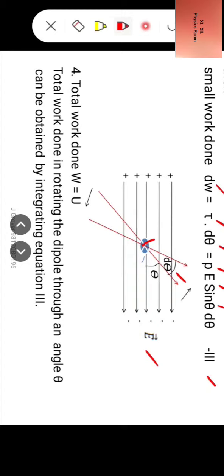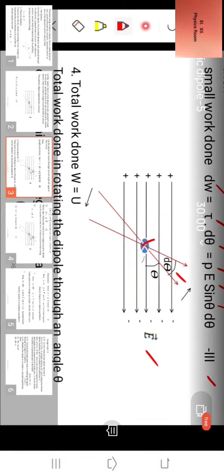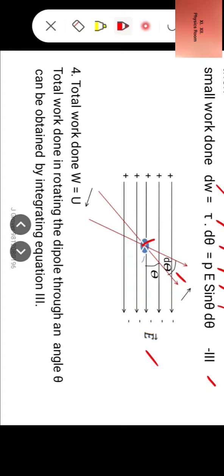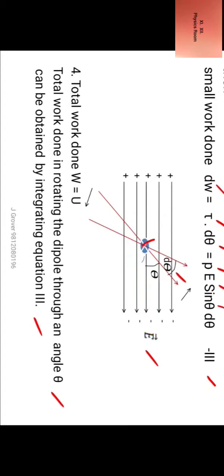So in this situation we are to calculate now total work done W, which is equal to U, in rotating the dipole from 0 to theta. Now total work done in rotating the dipole through an angle theta can be obtained by integrating equation 3. Now let us integrate equation 3.